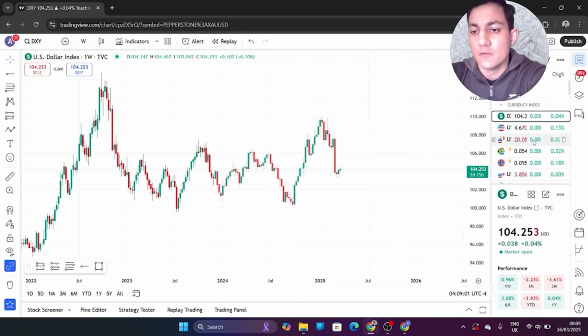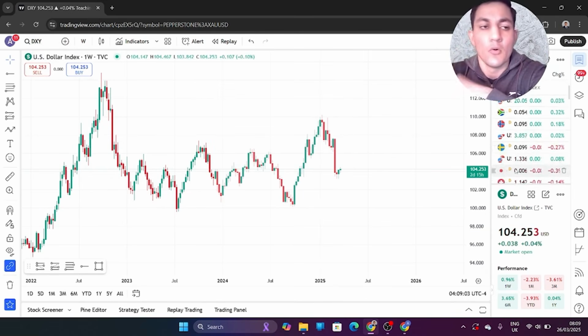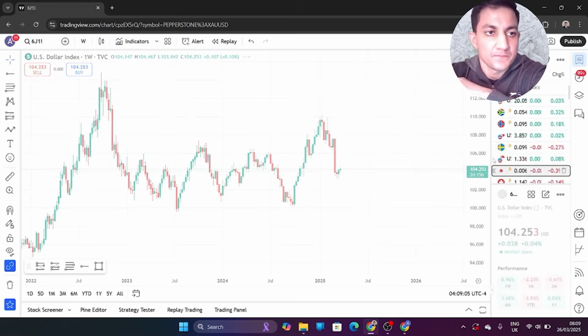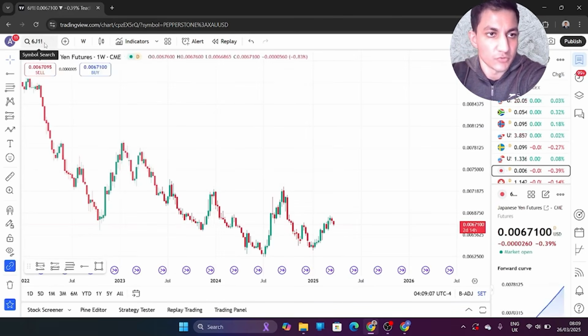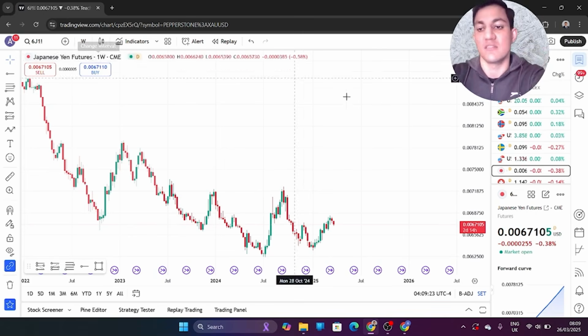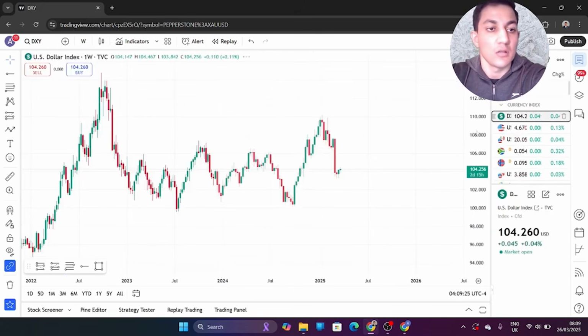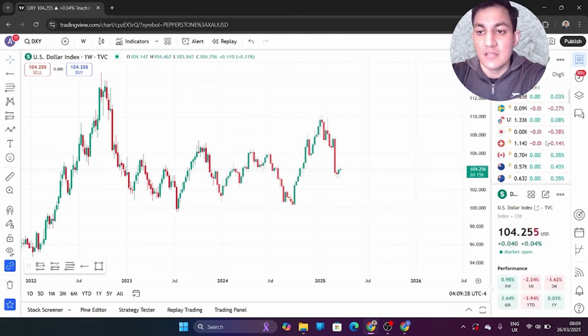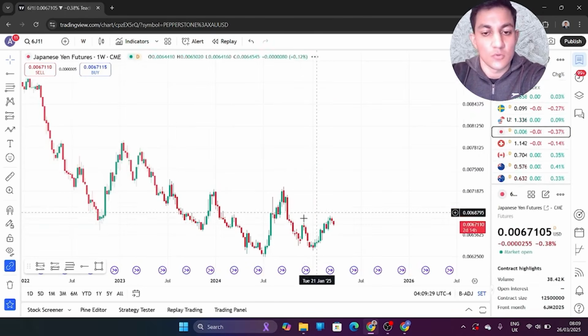If we scroll down, I mean, you don't have to scroll down. If you type in 6J on your charts, right? If you type in 6J into your TradingView charts, you'll get the Japanese yen futures. That is the exact same thing, but for the dollar, right? So this is all the currencies against the Japanese yen. Essentially, it's how valuable is the Japanese yen, right? Whereas this is how valuable is the dollar. This is the dollar against all the major currencies. This is the yen against all the major currencies.